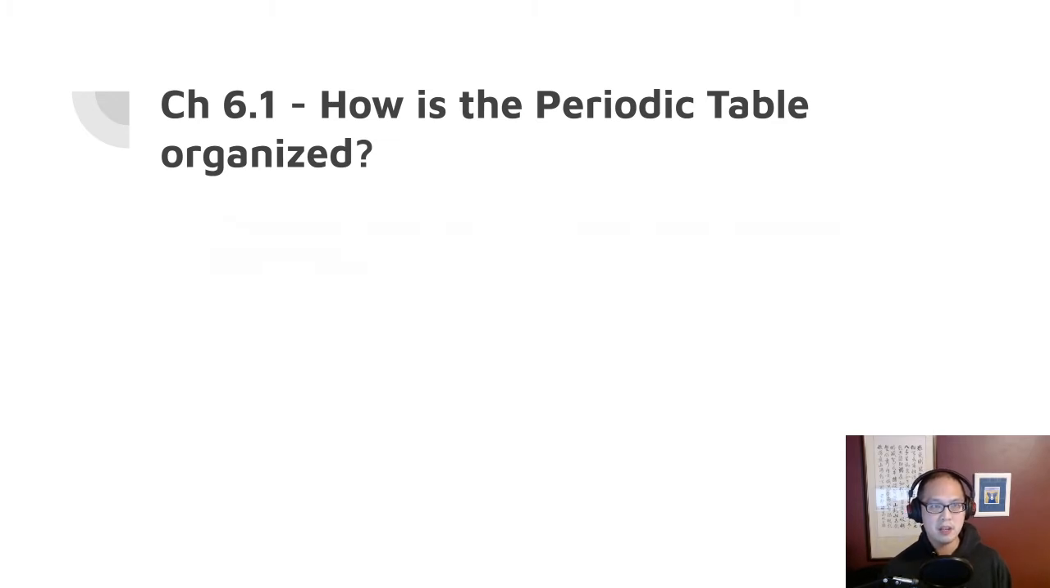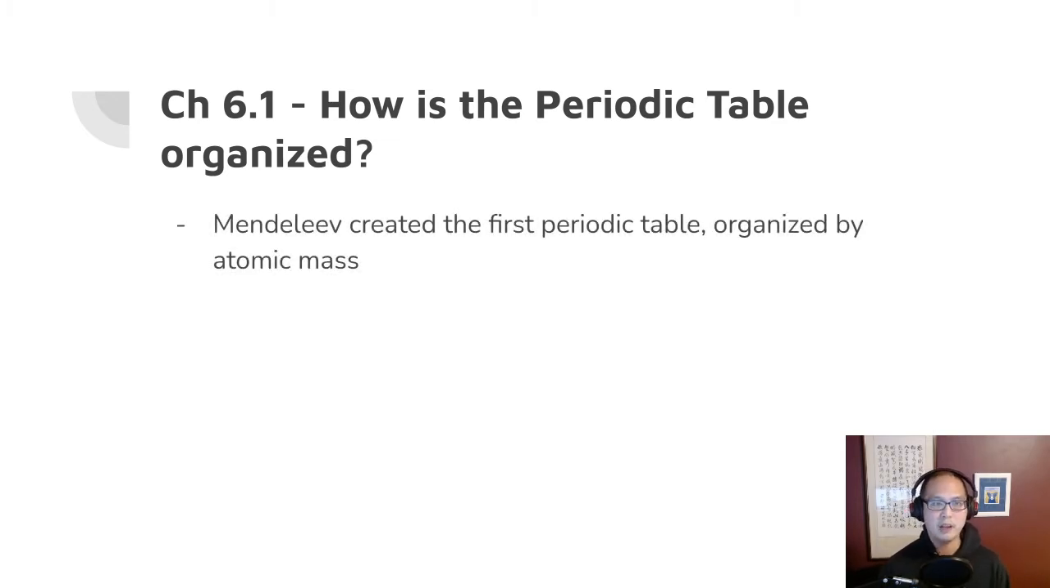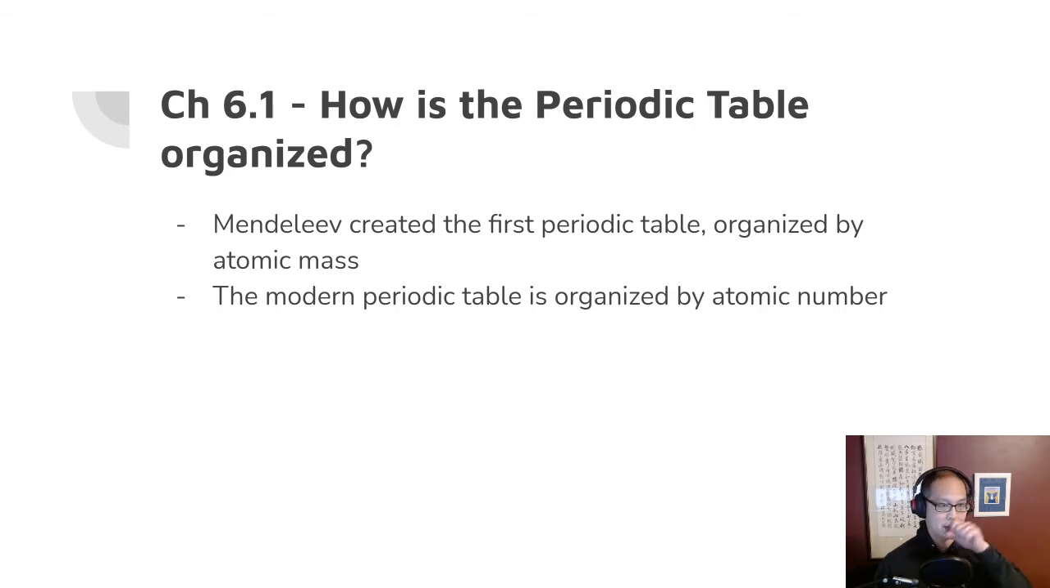Now, let's do a little bit of history. Mendeleev created the first periodic table, and he organized that by atomic mass, which is pretty close to the way the modern periodic table is. However, the modern periodic table is not organized by atomic mass. Hopefully you know this already, but the modern periodic table is organized by atomic number.